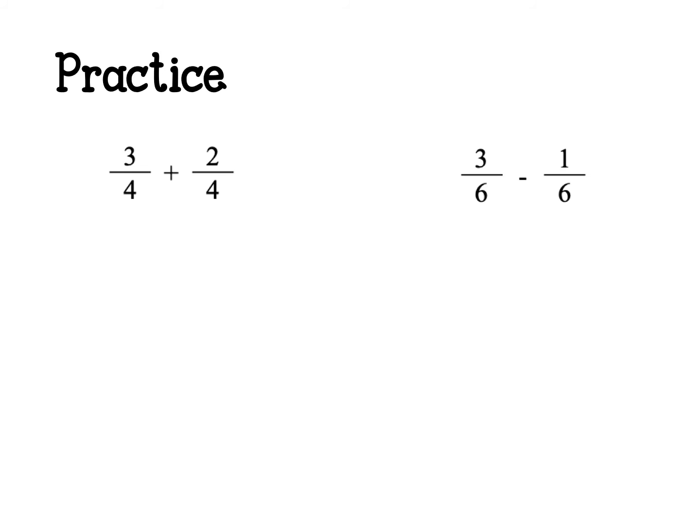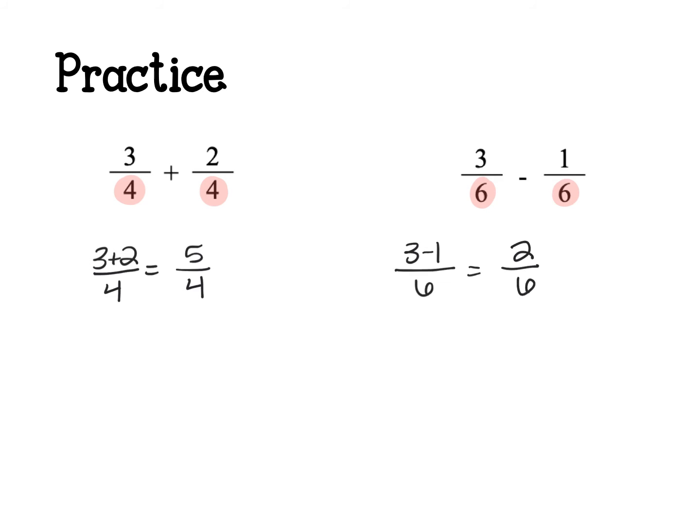Okay, in both of these problems, we have like denominators. So my denominator will stay the same and I will add or subtract in the numerator. So for that first problem, the answer should have been 5/4. In the second problem, I'm going to also keep my denominator the same. 3 minus 1 is 2. The denominator is 6. So my answer to that one should have been 2/6.